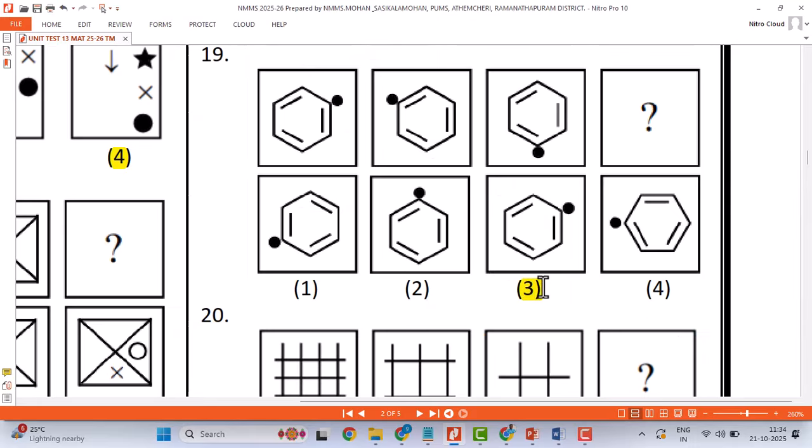Question 19. Correct answer: 3. Explanation. Line position. The line segment rotates 60 degrees clockwise to the next vertex in each step.